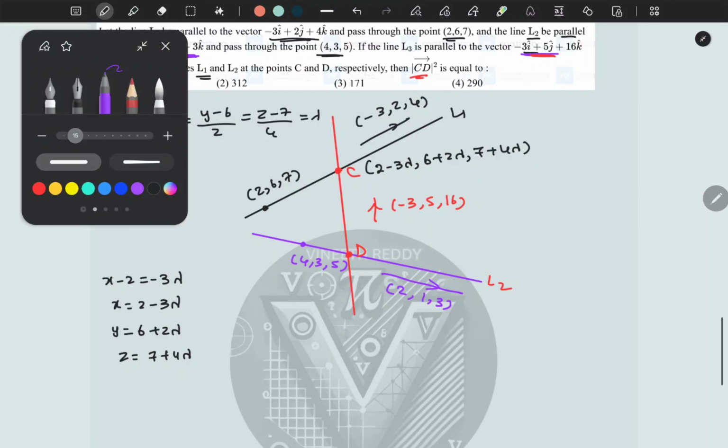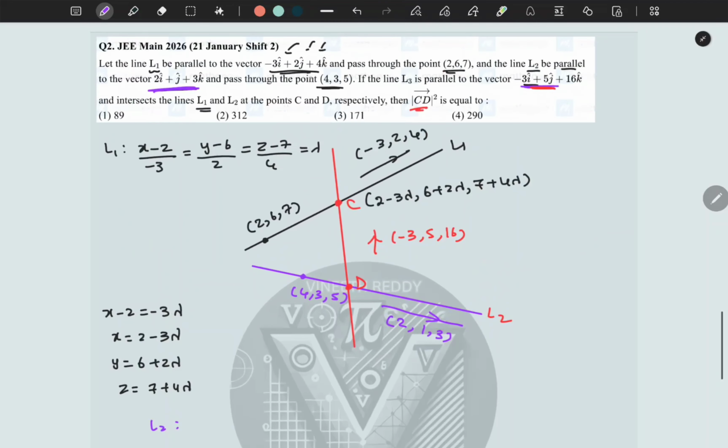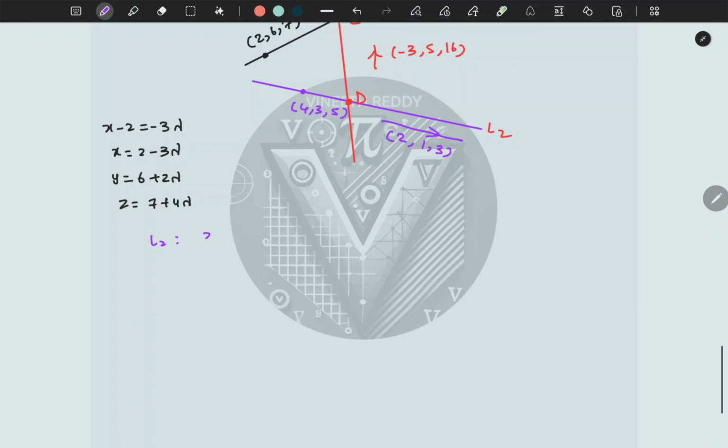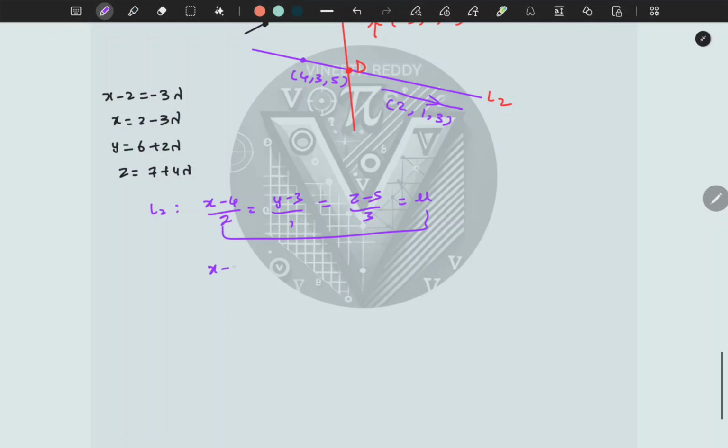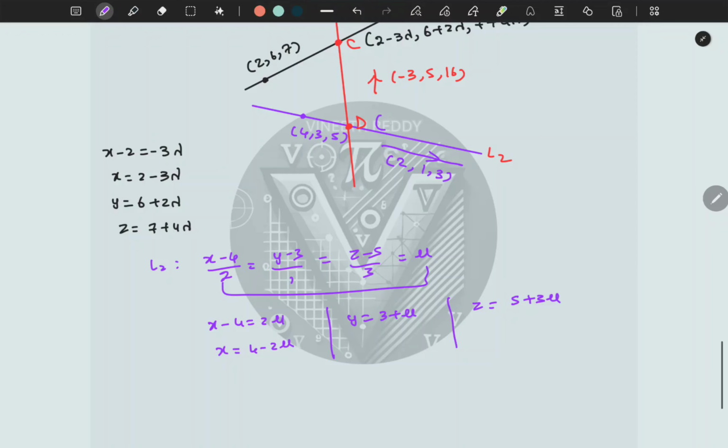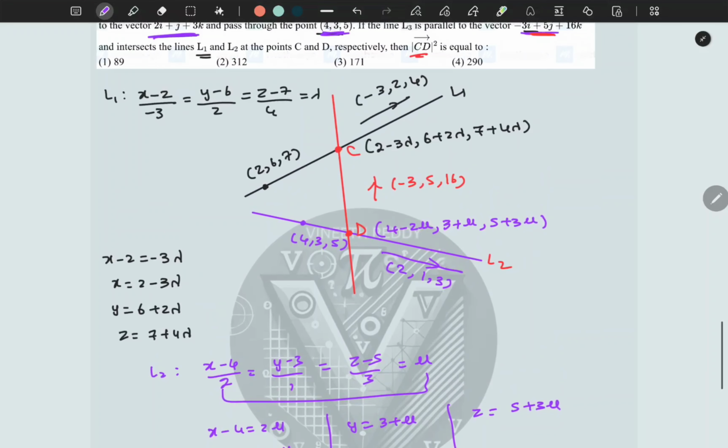Similarly, now let me write down the equation of line L2. It is passing through the point (4, 3, 5) and the direction is along 2, 1, 3. So I'll write (x minus 4) divided by 2 is equal to (y minus 3) divided by 1 is equal to (z minus 5) divided by 3. Now let me equate this to mu. So x minus 4 is equal to 2 mu, or x will be equal to 4 minus 2 mu. Now y will be equal to 3 plus mu and z will be equal to 5 plus 3 mu. So the coordinates of D are (4 minus 2 mu, 3 plus mu, 5 plus 3 mu).